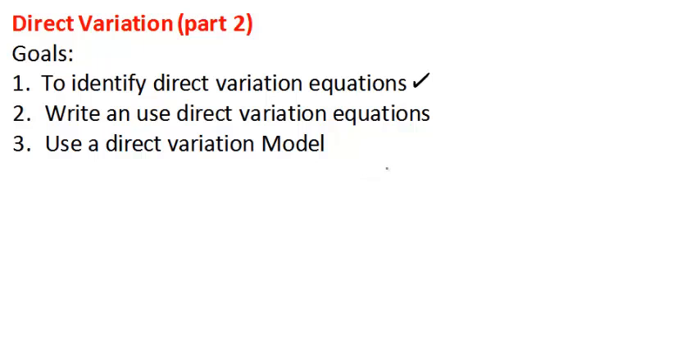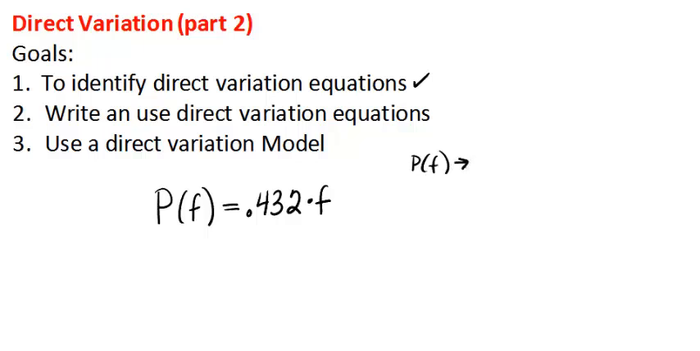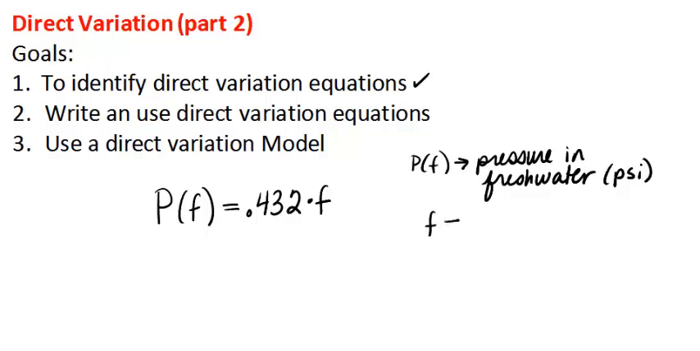So the first thing I want us to look at is an equation that models pressure and depth in freshwater. So doing a little research, we can figure out that pressure measured in psi given a certain depth in feet, so we're going to have pressure be a function of depth in feet, is equal to 0.432 times the number of feet you are deep. So remember, P of F represents our pressure, and F represents our depth in feet.